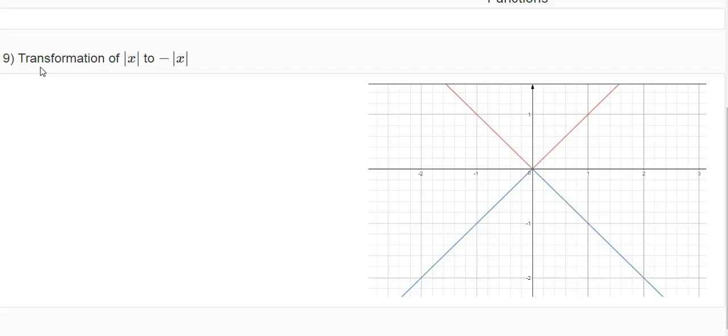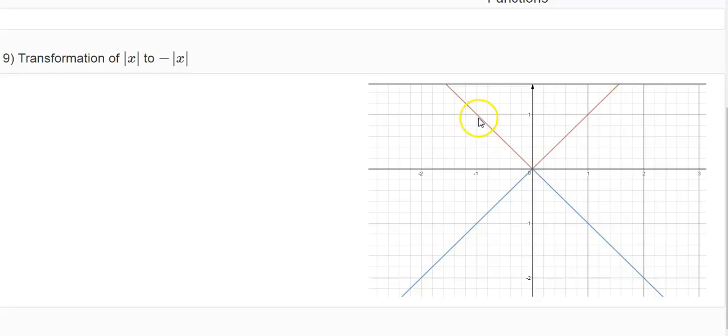And now the next case of transformation is from y is equal to f(x) to y is equal to minus f(x). So if f(x) is equal to modulus of x, then we will be considering the transformation of the graph of modulus of x to minus modulus of x. Now this is the graph of modulus of x. When we put a negative sign, then what would be the value of y, say at this particular point, at y is equal to 1? Earlier the value was 1, but now it will become minus 1. And when it is 2, then it would become minus 2.